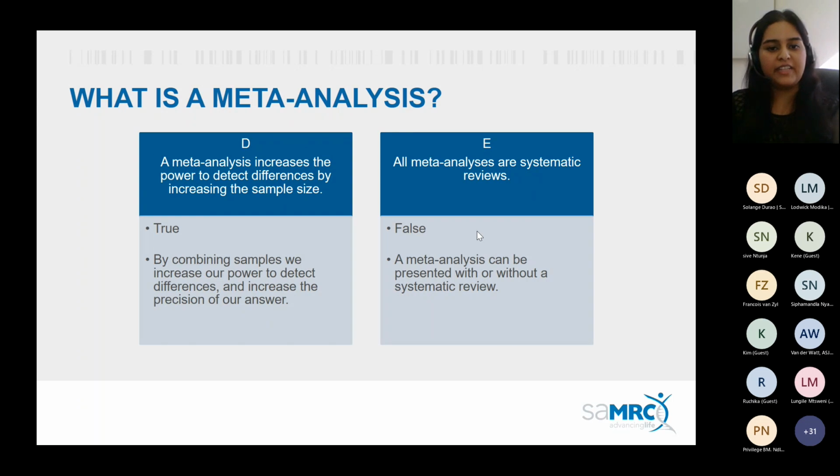And E, all meta-analyses are systematic reviews. This is false. A meta-analysis can be presented with or without a systematic review. So you can meta-analyze any studies outside of the review environment, but you have to keep in mind that the included studies may not have undergone the rigorous process that a systematic review follows.